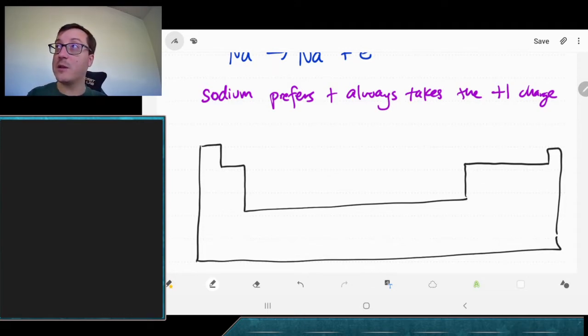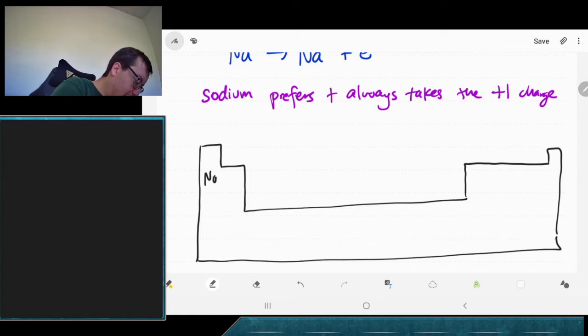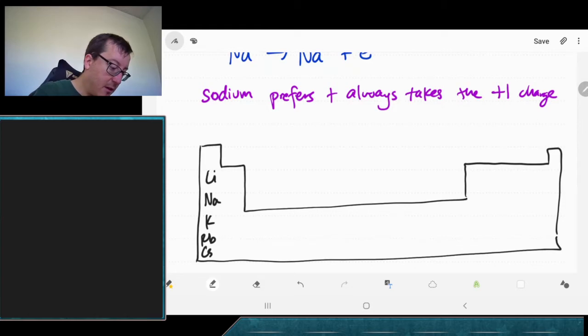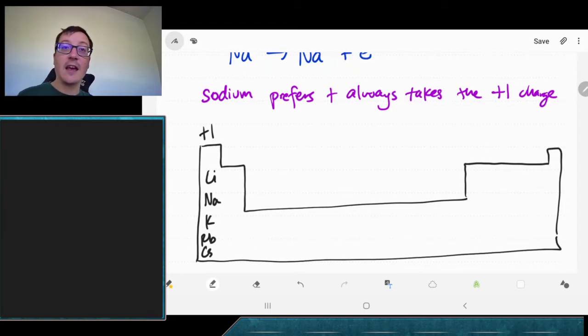Got some more trends here. We're going to see that here's our sodium. Nope, that's not our sodium. That's our lithium. I've left out francium apparently. But all of these prefer to make +1 ions. And in reality, we only ever see them with +1 ions.